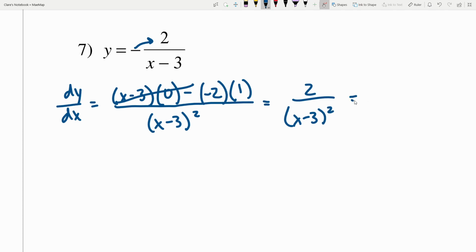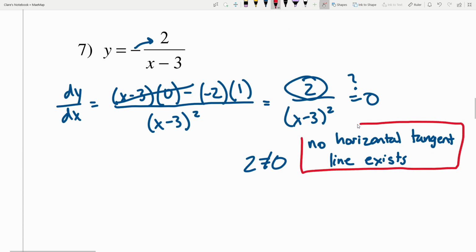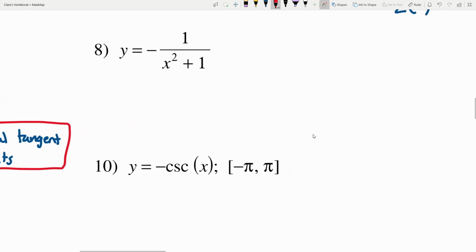So my question is, when does this equal 0? Well, it doesn't ever equal 0, because remember when we have a fraction, we only care about when the numerator equals 0, and 2 can never equal 0. So there's not going to be any horizontal tangent lines. So again, no horizontal tangent line exists. And that's because the slope, or the derivative, will never equal 0. Let's move on to number 8.